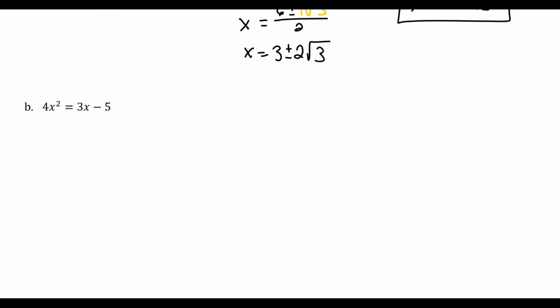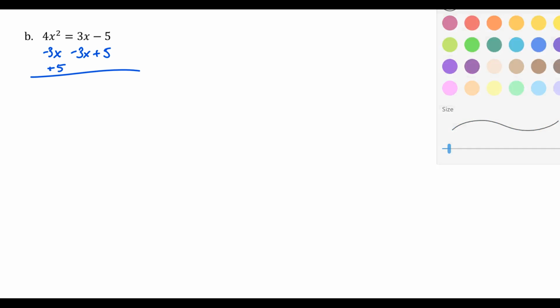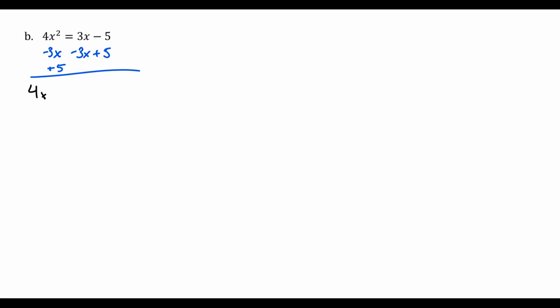Now let's look at another example, and it is 4x squared is equal to 3x minus 5. Now again, I can't take the square root of both sides, so what I'm going to do is move everything to one side. I like to move everything to the side with the x squared to keep the x squared positive. It's up to you though. So I'm going to have 4x squared minus 3x plus 5 is equal to 0. Again, this is one that I could try to factor, but it doesn't actually factor.